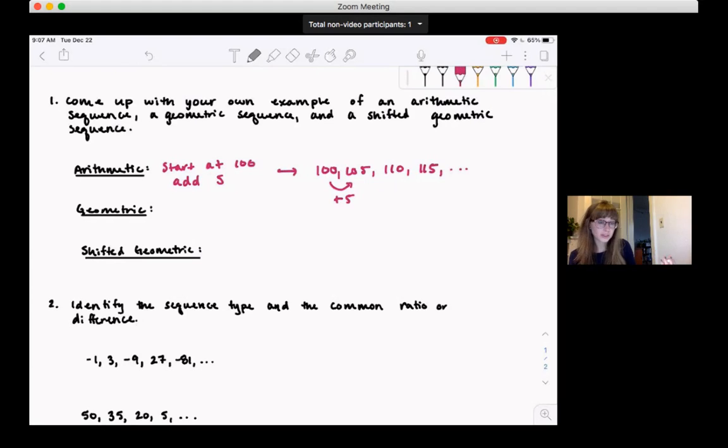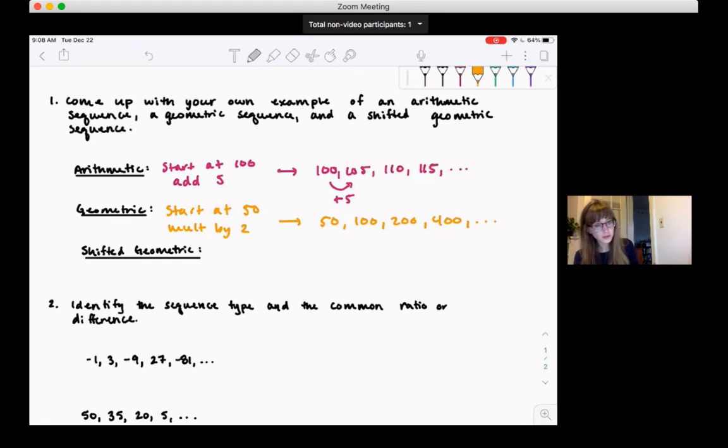For geometric, we're going to do the same thing, but now we need to choose a number that we multiply by. So let's start at 50 and multiply by 2. Then our sequence would be 50, that's our first term, multiply by 2 to get 100 as the next term, multiply by 2 to get 200 as the next term, multiply by 2 to get 400, and so on. So we choose the start, and we choose a number to multiply by.